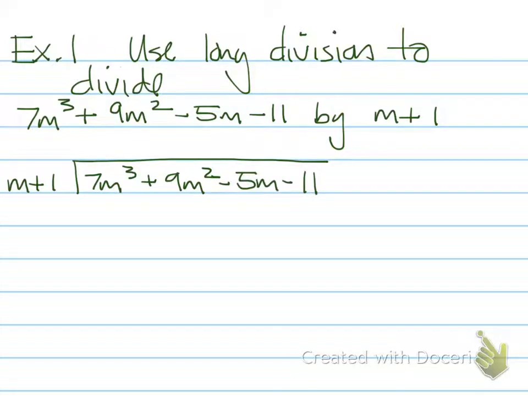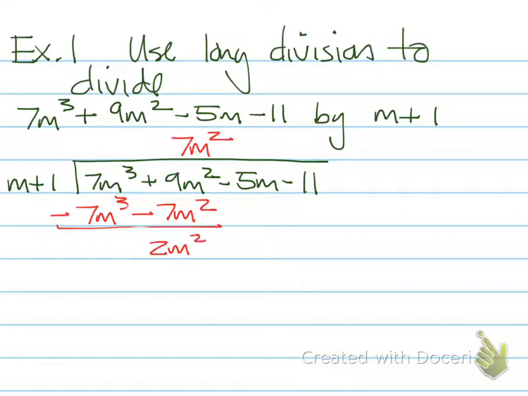What you want to do is ask yourself, what do I have to multiply m by to get 7m cubed? And that is 7m squared. Then we multiply 7m squared times m to get 7m cubed. 7m squared times 1 is 7m squared. We have to change the signs and then add them up, or just subtract. Once we subtract, we get 9m squared minus 7m squared is 2m squared. Bring down the next term just like you normally would using long division, and then repeat that process.